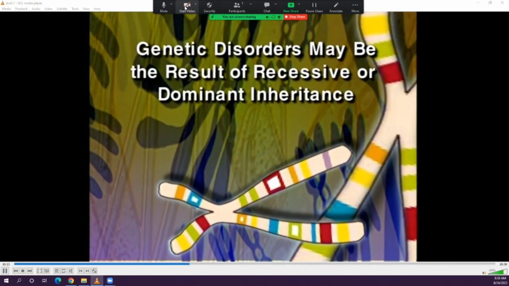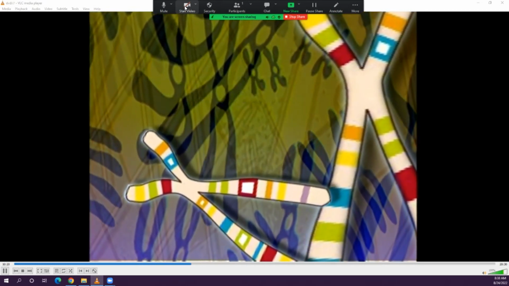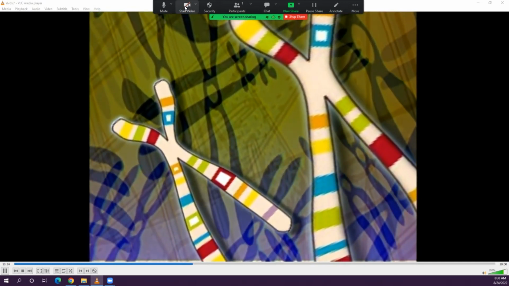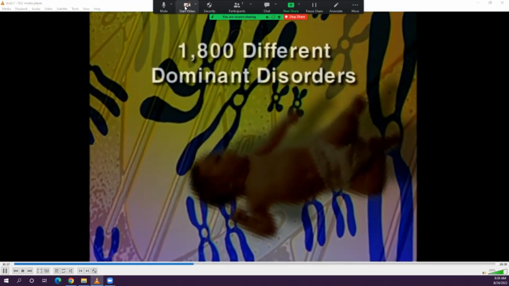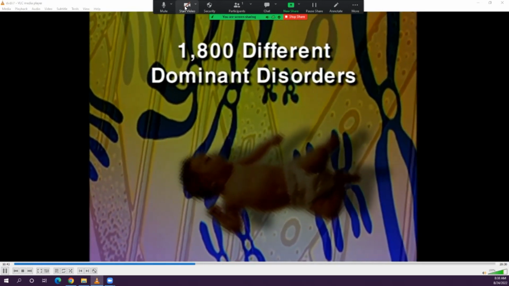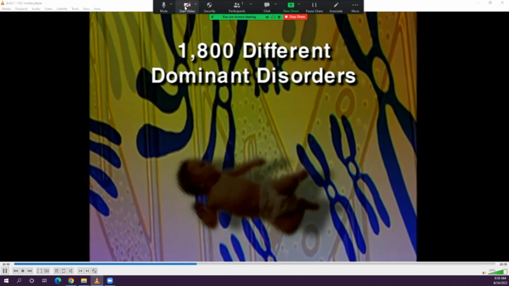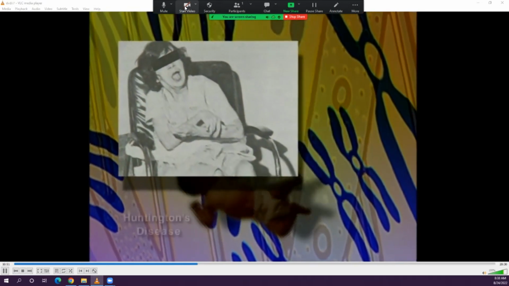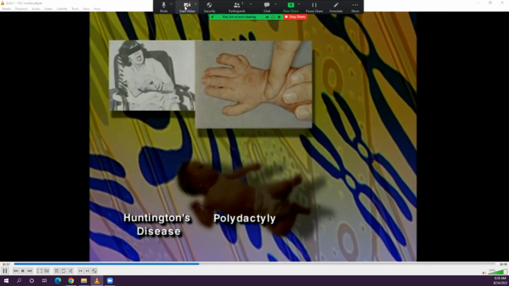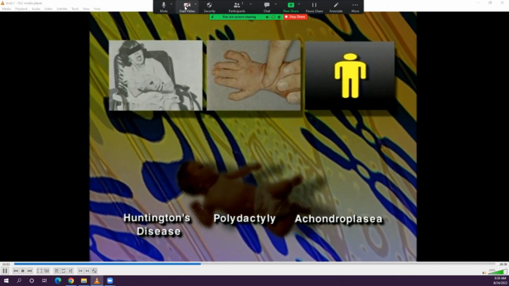Genetic disorders may be the result of recessive or dominant inheritance. While most inheritance is polygenic, many genetic disorders are the result of one pair of genes. 1,800 different dominant disorders have been identified. In this instance, the baby needs to inherit only the dominant allele or gene for the trait from either parent for it to show up. Examples of dominant disorders are Huntington's disease, which affects the nervous system, polydactyly, extra fingers and toes, and achondroplasia, dwarfism.